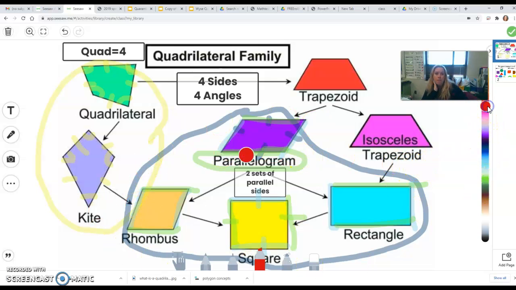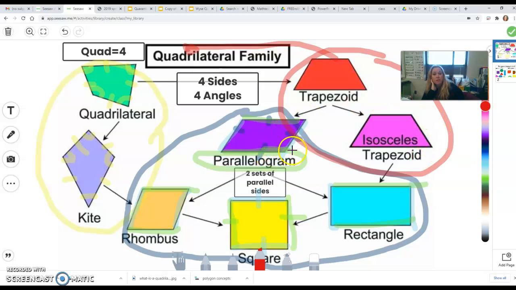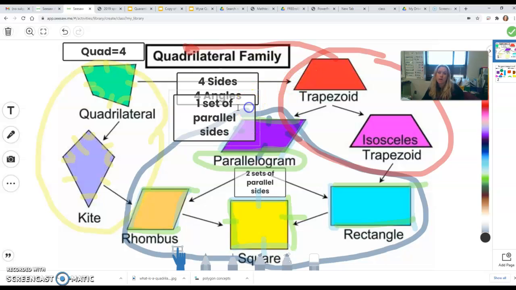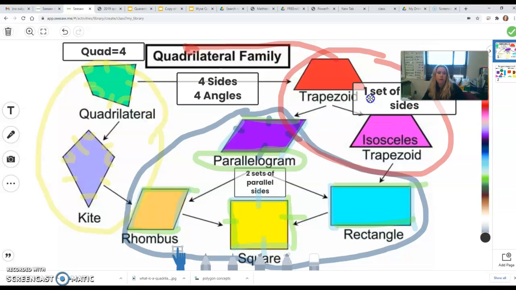Then our trapezoids right here are still quadrilaterals, like the other groups, but they are not parallelograms because they only have one set of parallel sides. That is why they are called trapezoids.